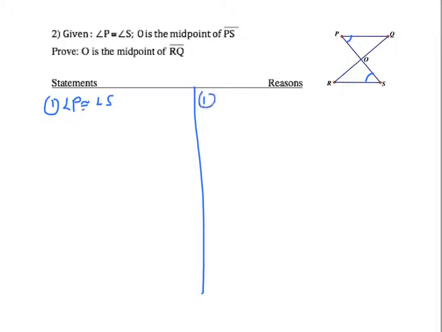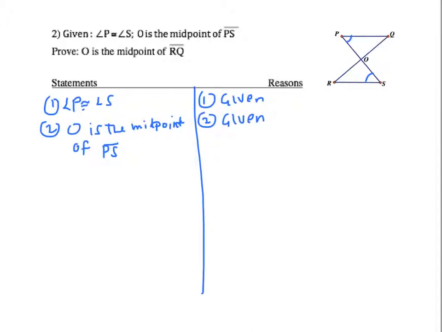And that's given to us. And I marked it in the diagram. Step 2, go ahead and say that O is the midpoint of line segment PS. That's also given, but we're going to use it to get a piece of information, so that's why I separated it from the first piece of given information.